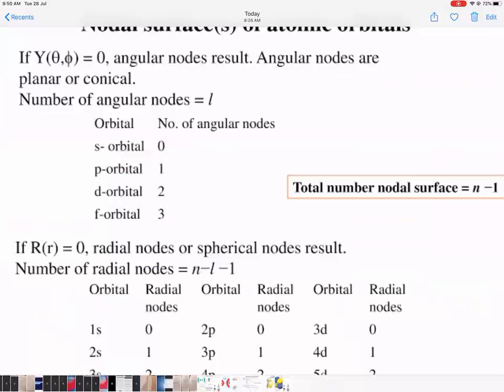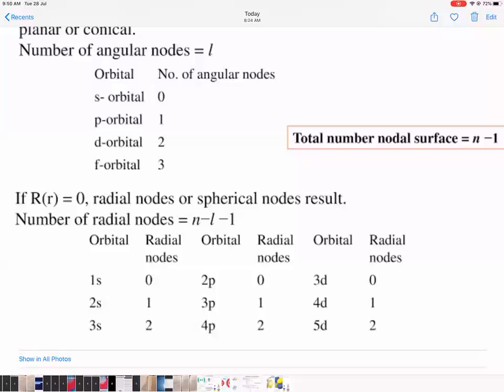So for the 1s orbital, there is no radial node. Similarly, for 2p, there is no radial node. Now for 3p, there will be one radial node. For 4p, there will be two radial nodes. So 2p, 0 radial nodes. Same way 3d, 0 radial nodes, 4d, 1, 5d, 2, and so on. Nodes are those regions where the probability of finding an electron is 0.